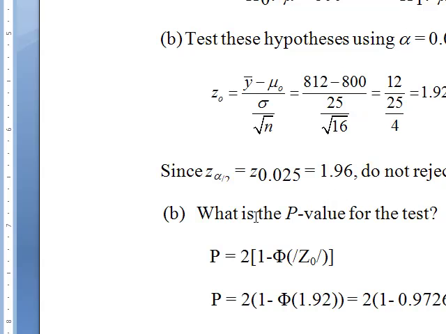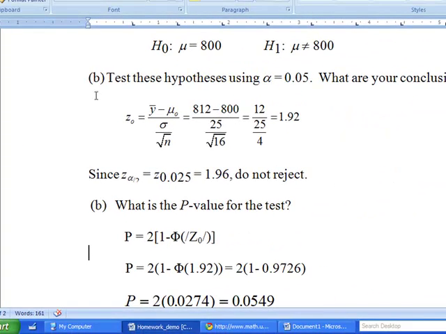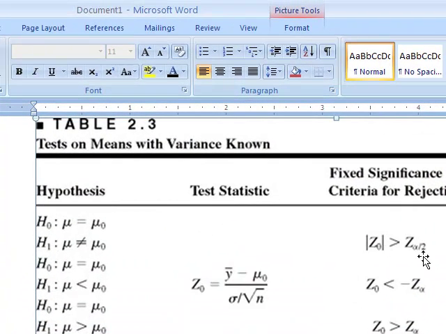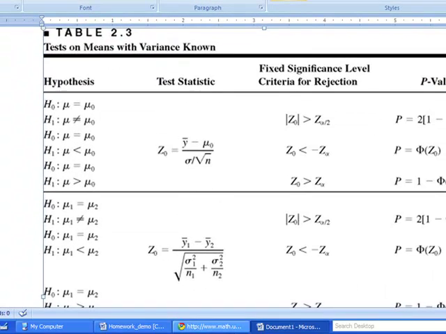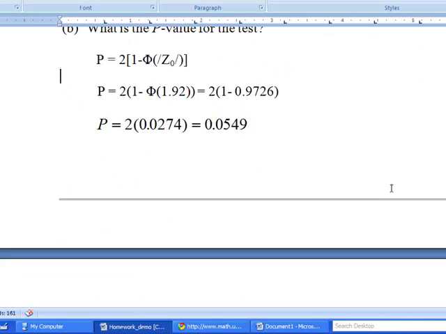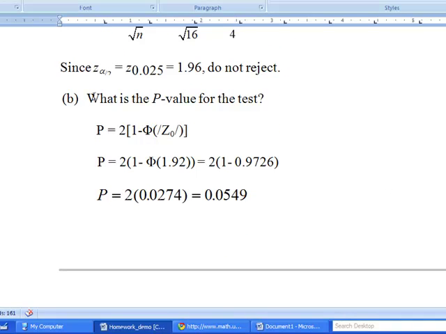Now you can see that G sub alpha by 2 value, which is 1.96, is greater than G sub 0, 1.92. And what our table says, if G sub 0 value is greater than G sub alpha by 2, then we should reject. This is the rejection area. But since in our case G sub alpha by 2 is greater than the G sub 0 value, the conclusion is do not reject the null hypothesis, right?